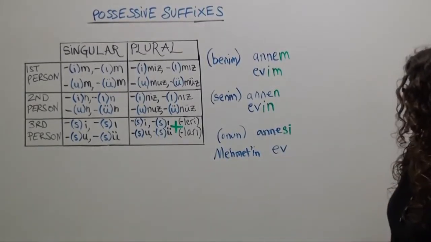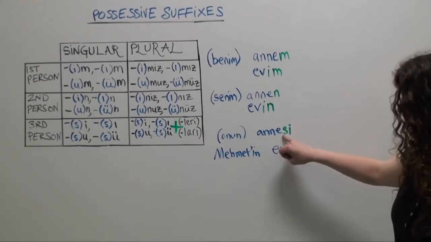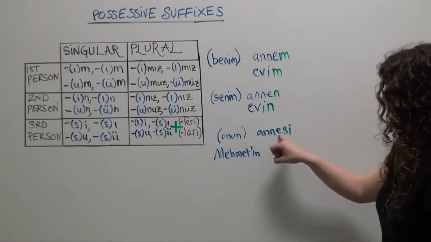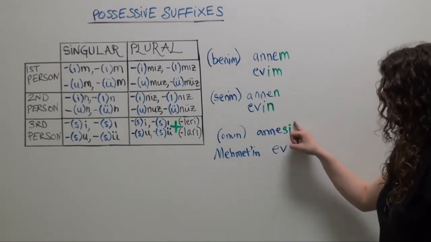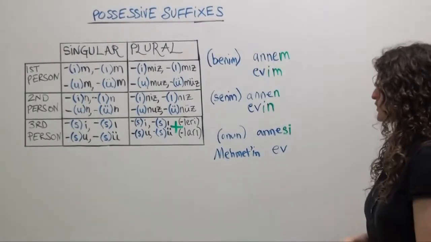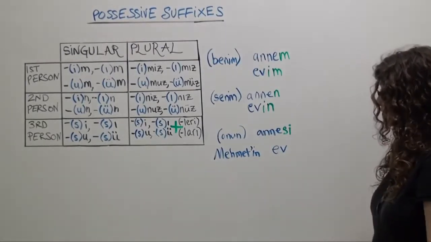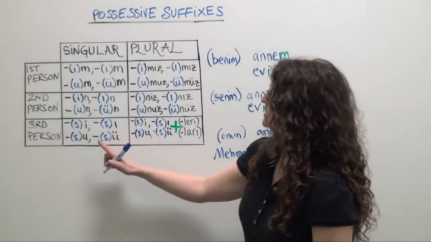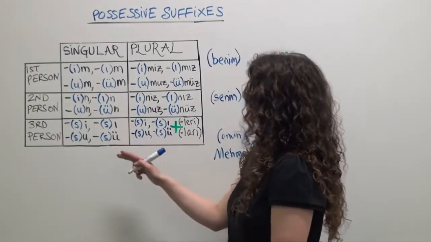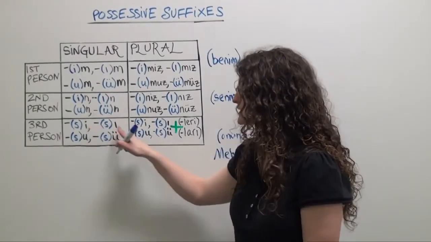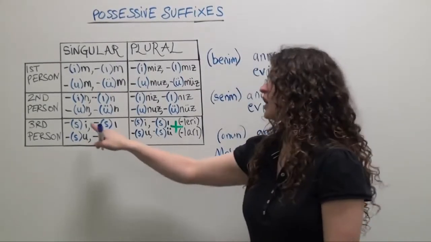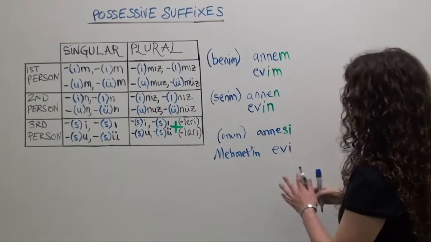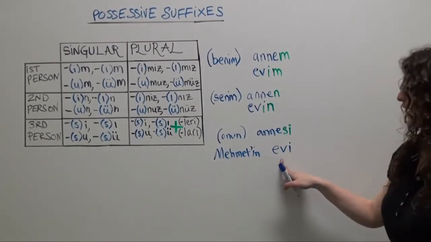Ev. Well, for anne, we had to add this buffer s, this buffer se, between the e in anne and the i in the possessive suffix. But for ev, we don't have this problem because ev ends in a consonant. So we're just going to go to our chart where you see third person singular possessive suffix, choice of i, ı, u, and ü. For ev, we're going to choose i. So evi means his, her, or its house.